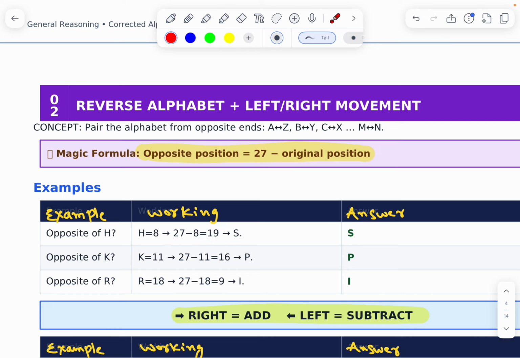What is the letter for 19? S is the answer. Next, what is the opposite of K? K is equal to 11. 27 minus 11, 16. Therefore, 16 is equal to P, P is the answer. What is the opposite value of R? R is equal to 18. Therefore, 27 minus 18, therefore 9. 9 is equal to I, I is the answer.